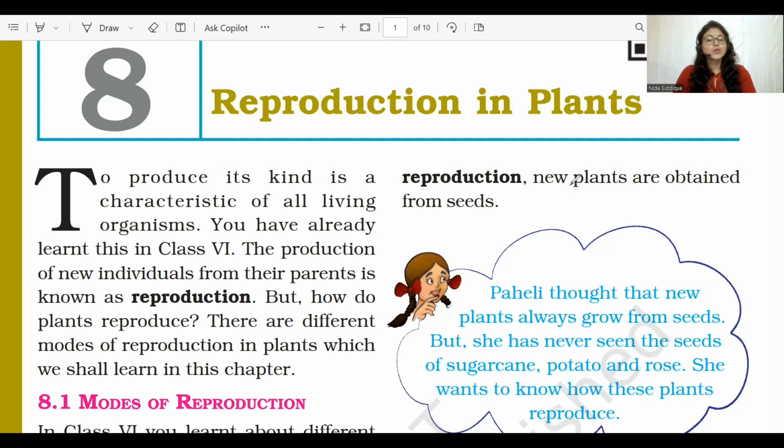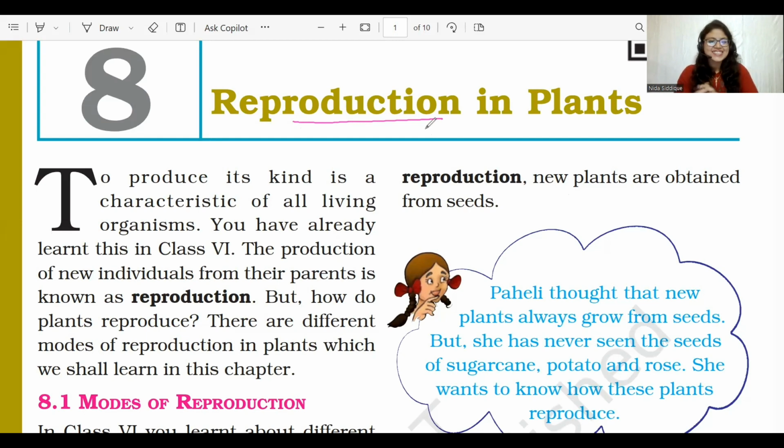So, today we are going to start with chapter 8, that is reproduction in plants. In this chapter, we are going to learn what is reproduction, the different types of reproduction, and in this video, we are going to majorly focus on the first type, that is asexual mode of reproduction.